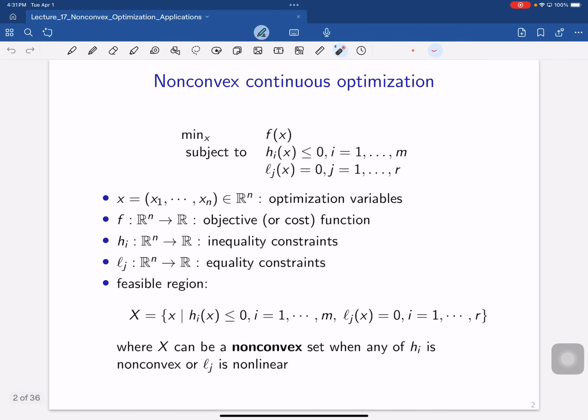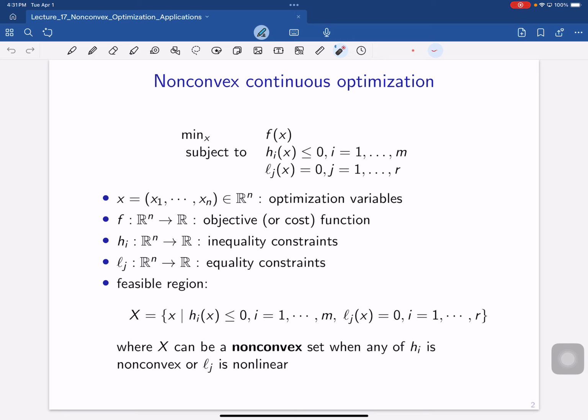Okay, so let's first give a formulation of the problem we will cover. What are non-convex continuous optimization problems? Here, let's assume all the variables are continuous. And then you have some objective function and some equality constraints and inequality constraints. Then the feasible region defined by all the constraints is a non-convex set when any of these functions h of x is non-convex or an equality constraint is nonlinear.